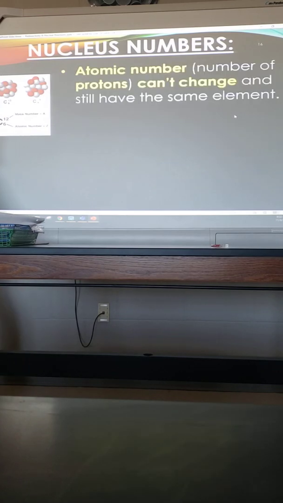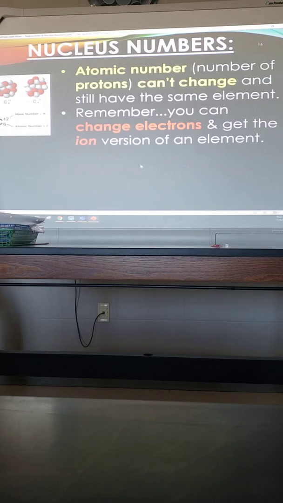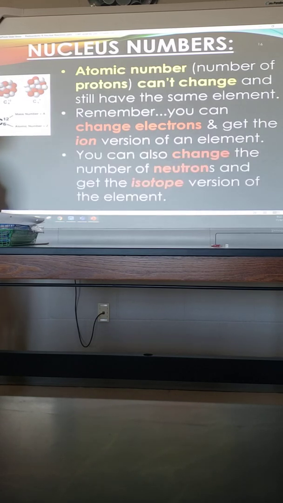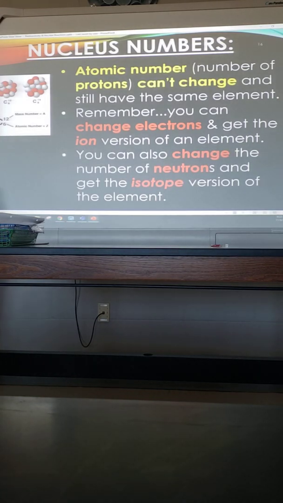Good. All right, so the atomic number, the number of protons, can't change, right? Because if we do change it, we'd have to change the elements. We can change electrons to get our ion version of the element, and we also can change the number of neutrons to get our isotope version. So protons has to stay the same. Carbon has to always have 6 protons.